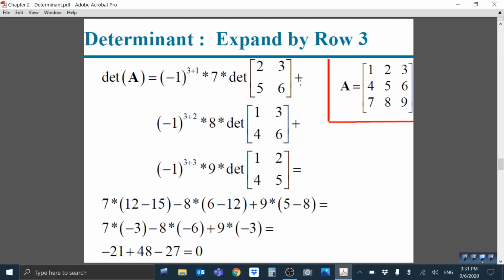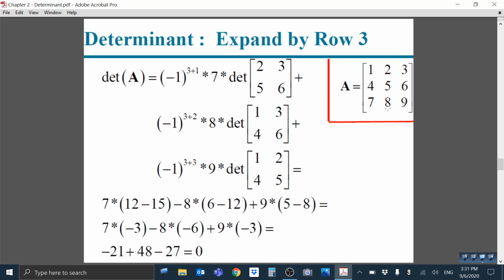Plus, second piece, the entry 2, 3. So I have negative 1 to power 2 plus 3 times the entry, which is 8, and then times the determinant of a smaller matrix, 2 by 2, which I get by eliminating row 3 and column 2. So what is left is 1, 3, and second row is 4, 6. That's what I have here.